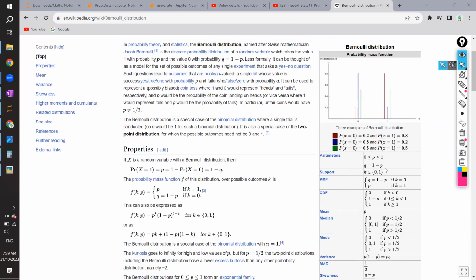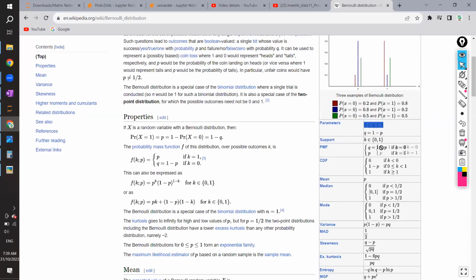Each distribution will have its own function. For example, this is a function: q equal to 1 minus p, and p. We will see this when we study it. This is the PMF of this, and this is the CDF of this.